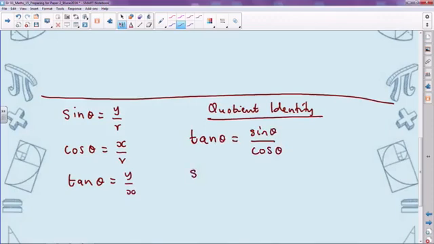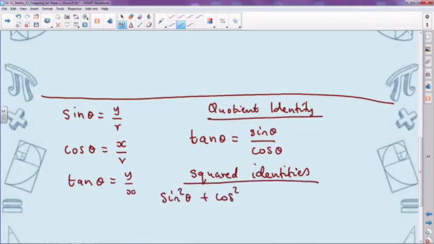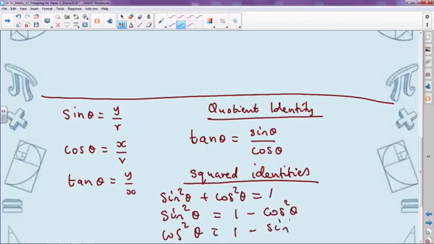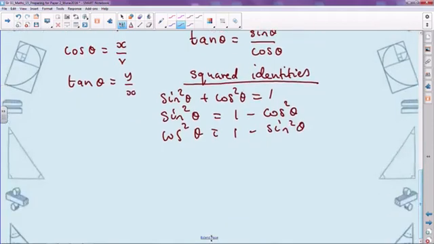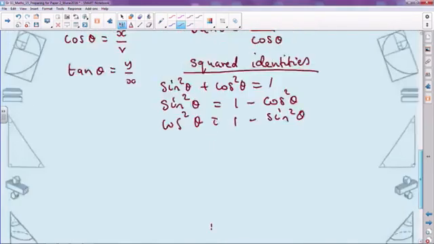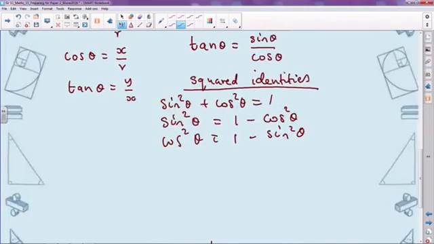And then we did our squared identities. Sine squared theta plus cos squared theta is 1. And sine squared theta is 1 minus cos squared theta. And cos squared theta is 1 minus sine squared theta. Now, we're just looking at the things that we're going to need when answering the trig questions.